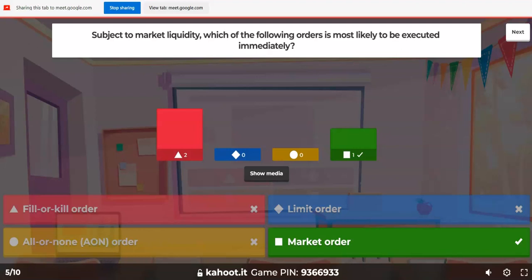All right. Fill or kill or all or none orders are orders with qualifiers on them. In both fill or kill and all or none, they will not accept a partial fulfillment of an order. If they want 1,000 shares, they will not take anything less than 1,000 shares.